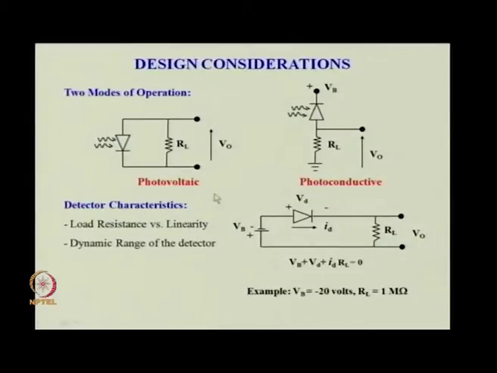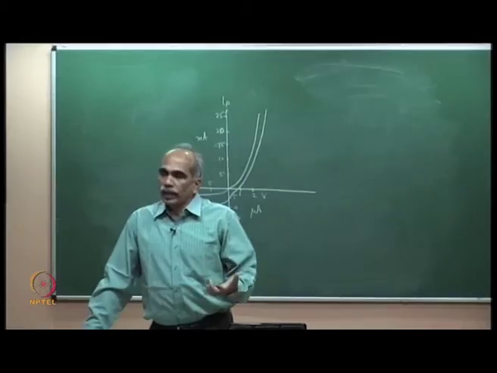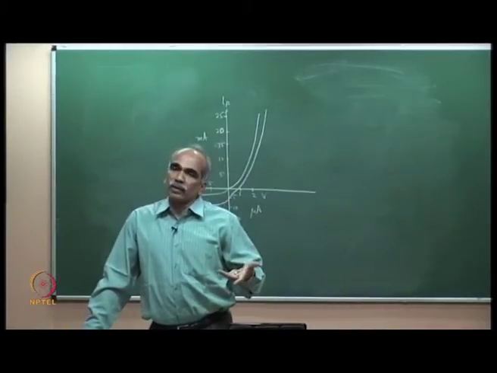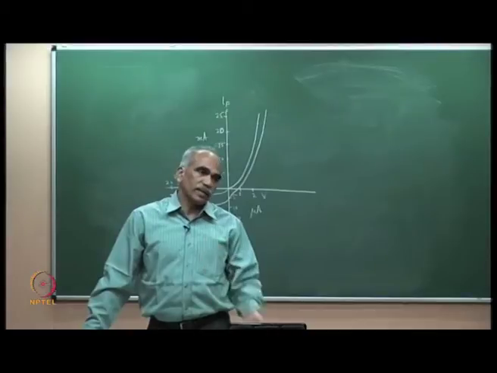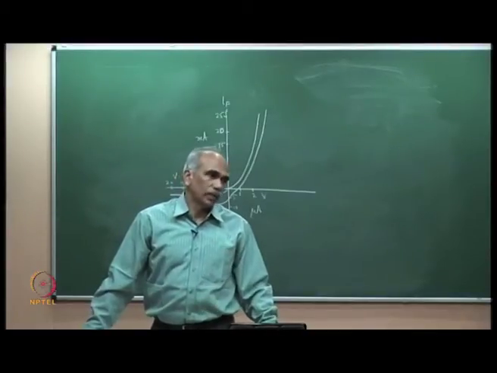One is called the photovoltaic mode of operation. Here, this is the photodiode, and incident light generates a reverse photocurrent which passes through a resistor, and you measure the voltage across the resistor, that is the load resistor. So, this is photovoltaic. The incident photon flux generates a voltage across a resistance, hence the name photovoltaic.